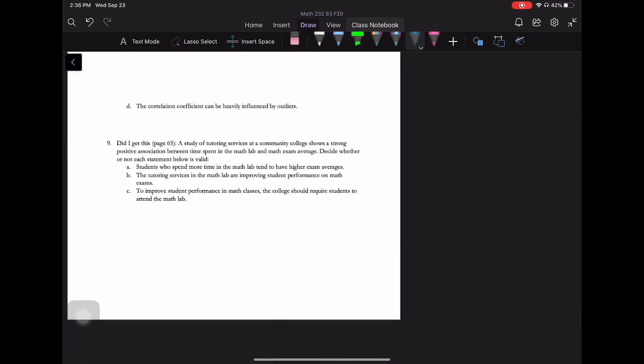And the correlation coefficient can be heavily influenced by outliers. Let's say I have some data, and I've got a line here, and then I add a new point over here. That's going to affect my slope. That's going to make a difference.